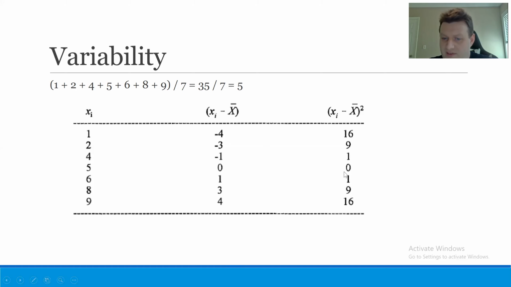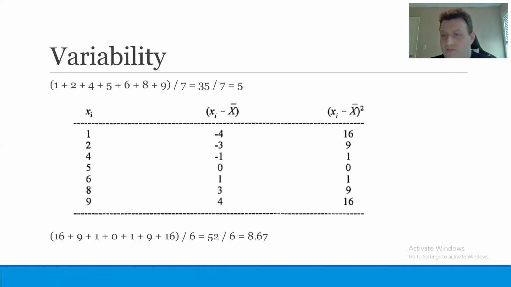We add all of these up, and then we divide them by n minus 1. So we're going to add 16 plus 9 plus 1 plus 0 plus 1 plus 9 plus 16. Then we're going to divide them by n minus 1. And since there's 7 scores, this would be 6. This is going to give us a variance of 8.67. So that's how we calculate the variance. And it's important that you know this formula and that you're able to calculate it yourself.